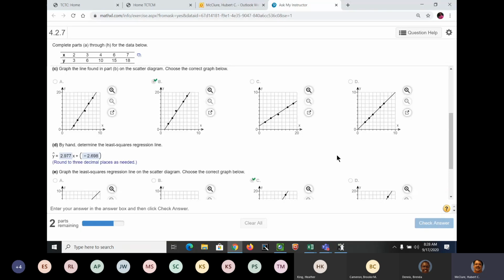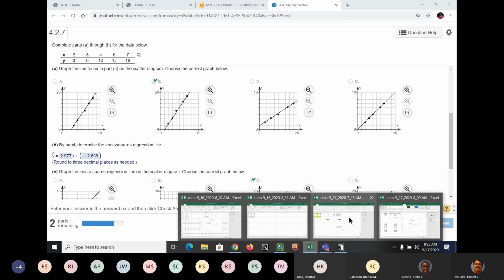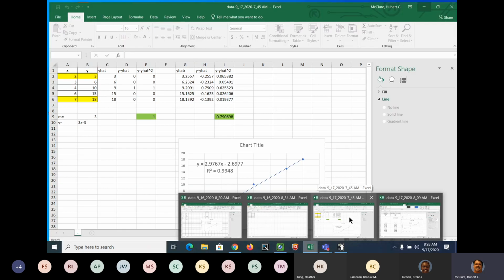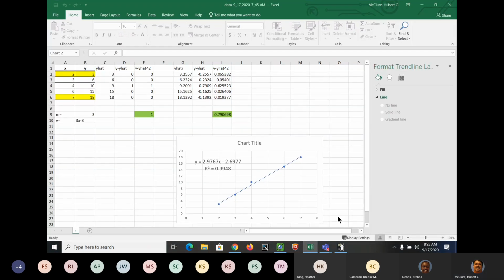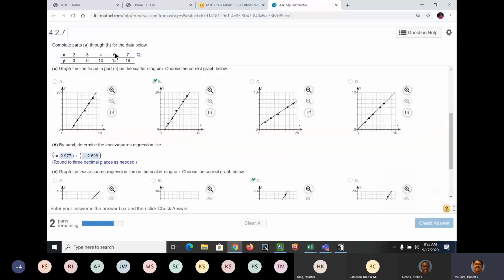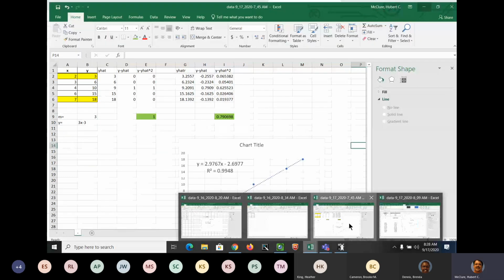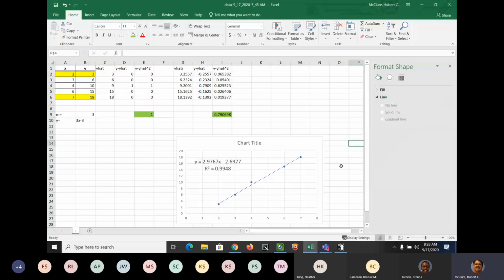All right, here is the first part. The first part, we're going to graph it. Now, I've already graphed it on the Excel spreadsheet, if I can find it. Yeah, this is it. Let me make sure: 2, 3, 4, 6, 7, and then it ends 10, 15, 18. Okay.